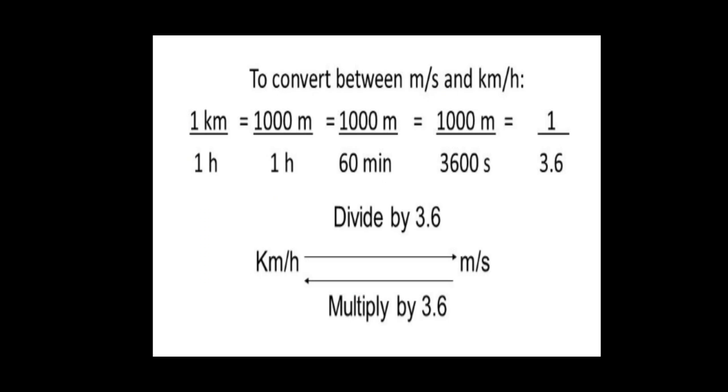Yes, here is a formula to convert one unit to another unit, from meter per second to kilometer per hour, and by the same way from kilometer per hour to meter per second. Simply, whatever unit they have given, we have to convert it into meter per second. If they give kilometers, we have to multiply by 1000, and the hours need to be converted into seconds.